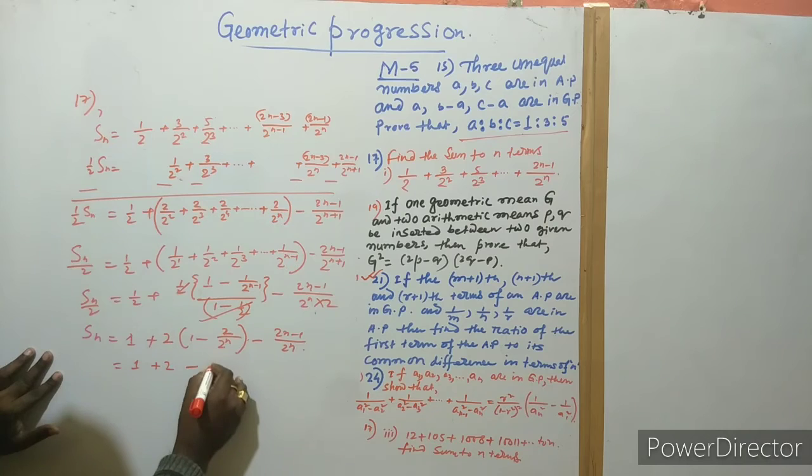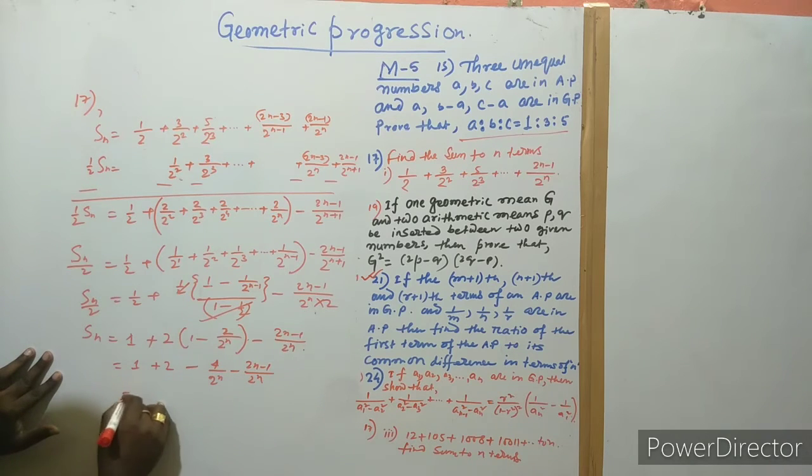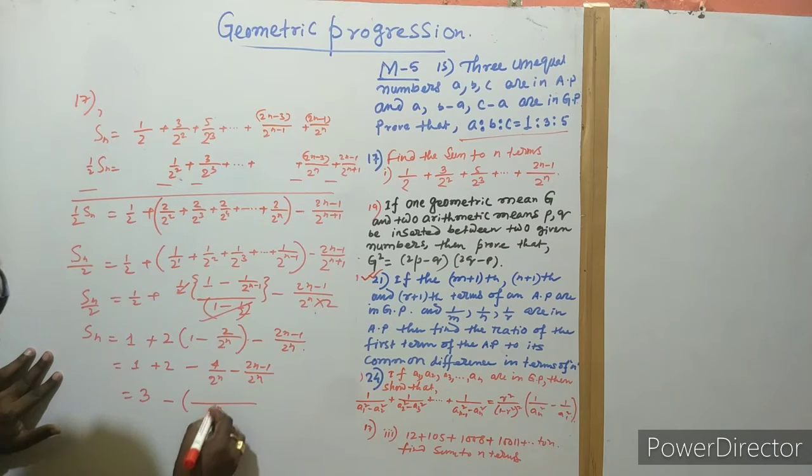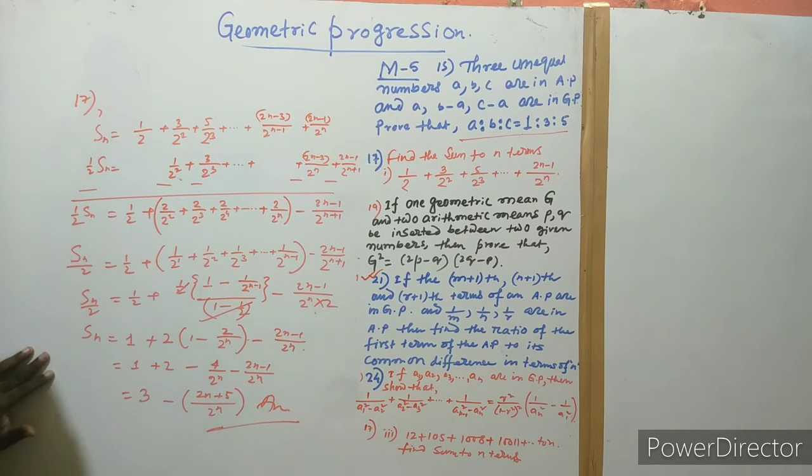So this is here 2 to the power 4, 2 to the power 4, and 2 to the power minus 1, 2 to the power n, and (2n minus 1) by 2 to the power n here. So this is here 3. So take a common, and the LCM we have is 2 to the power n. So this is here 2n, this is also minus 4, this is also minus 4, this is 5 here. Okay, and this is your answer. Okay, see the solution carefully.